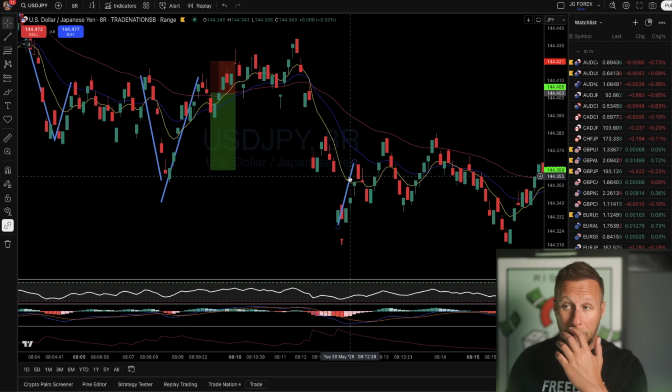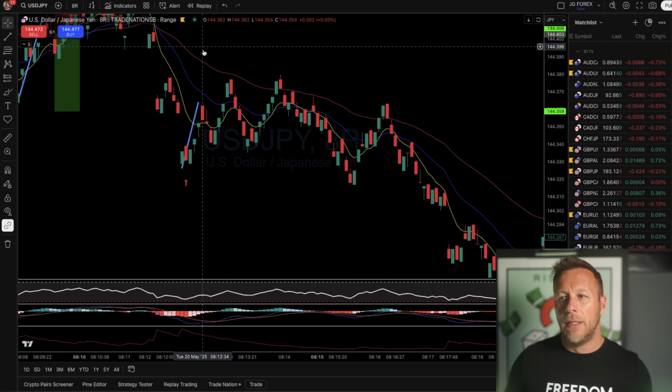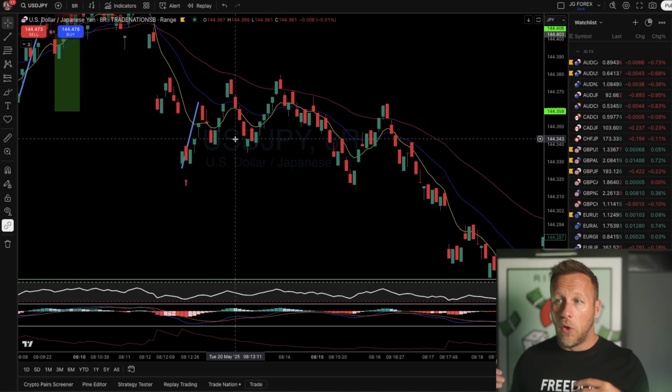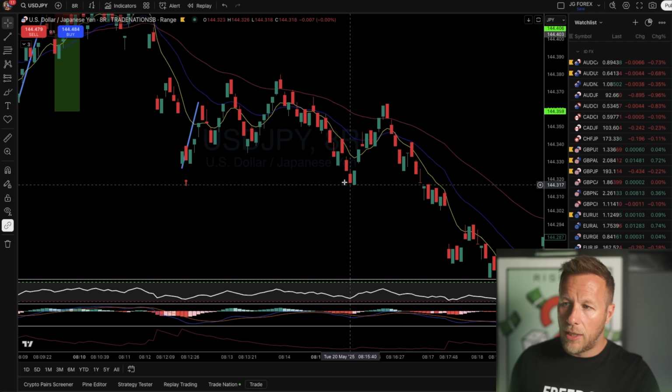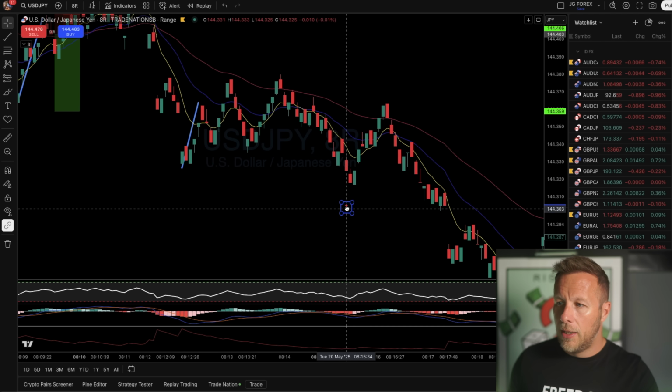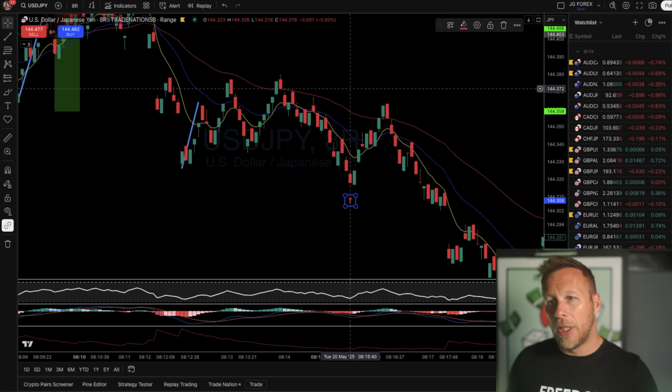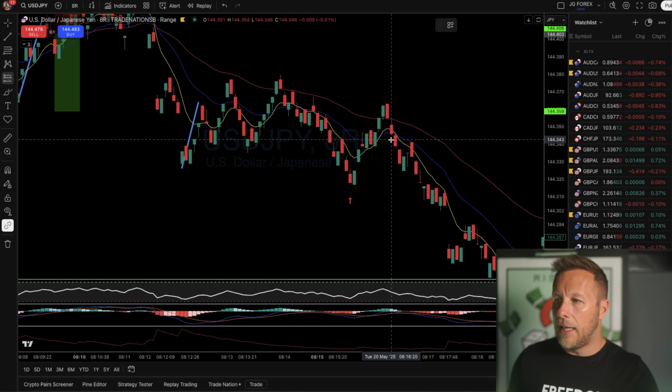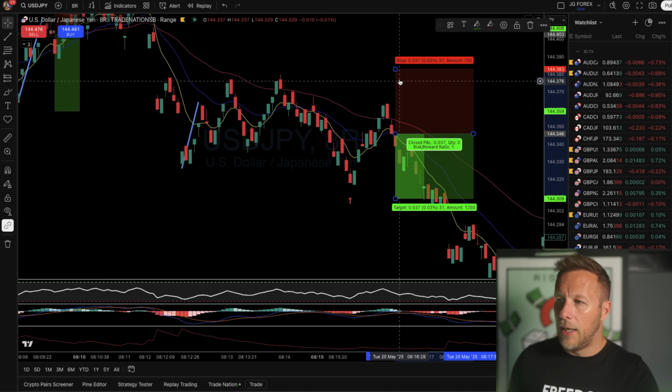So can't take that one. So we have to wait a little bit longer. Okay. Again, we have to wait for the next setup. So right here, we have our new low, lower low, lower close. We push up. This time we get a lower low, lower close candle right here.